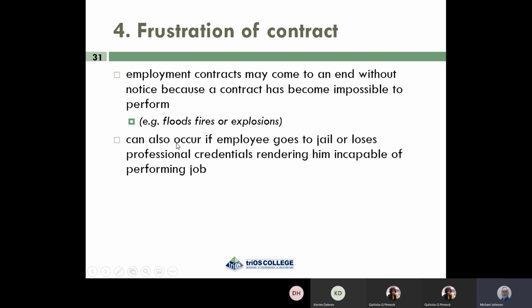Okay, it can also occur if the employee goes to jail or, let's say, loses professional credentials. Maybe you had a truck driver's license and you were found on the side of the road with your truck and you didn't have a logbook.